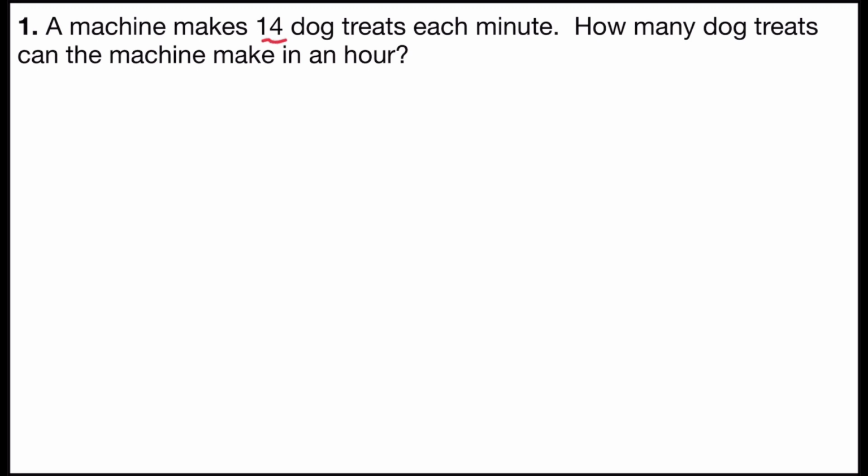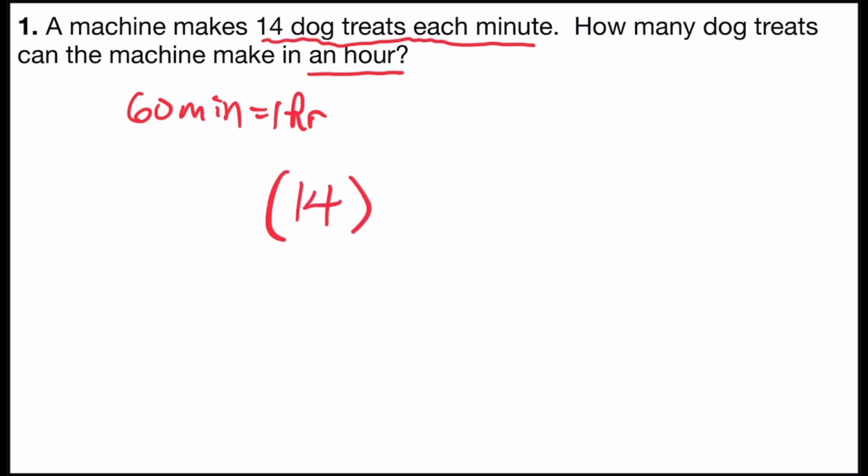We know in the problem there's 14 dog treats made each minute, and we want to know how many in an hour. So we have to multiply the number of dog treats each minute times the number of minutes in an hour. So if we look up there are 60 minutes in 1 hour, we know we're going to take the 14 dog treats each minute and multiply that by the 60 minutes in an hour.